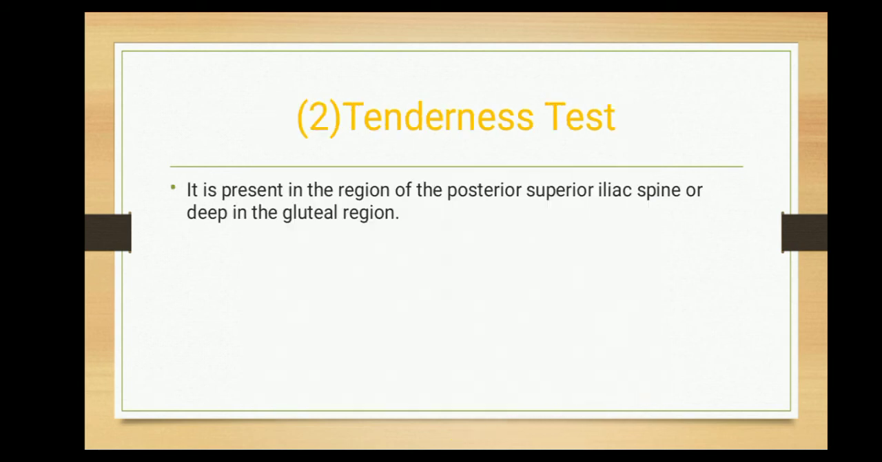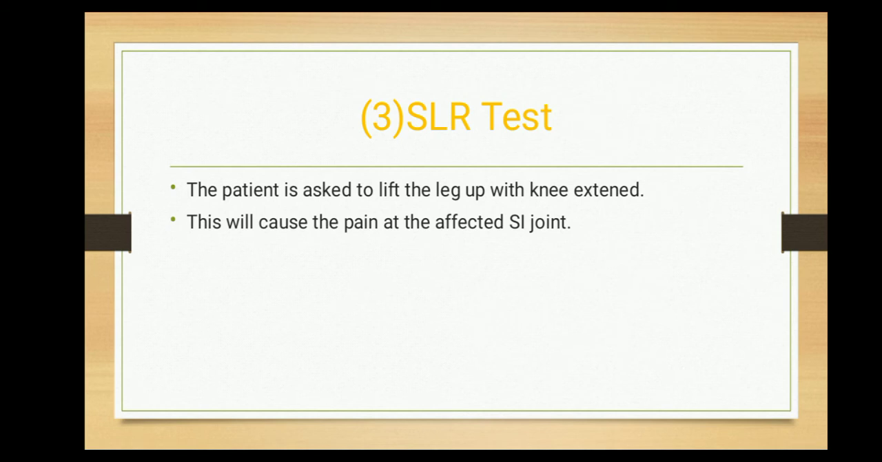The second test is the tenderness test. Tenderness is present in the region of the posterior superior iliac spine or deep in the gluteal region. Next is the SLR test. The patient is asked to lift the leg with the knee extended. This will cause pain at the affected sacroiliac joint.